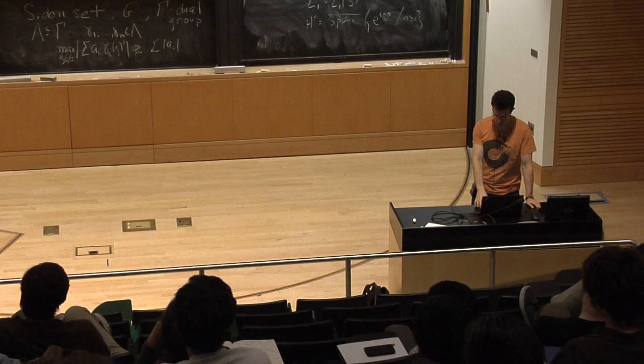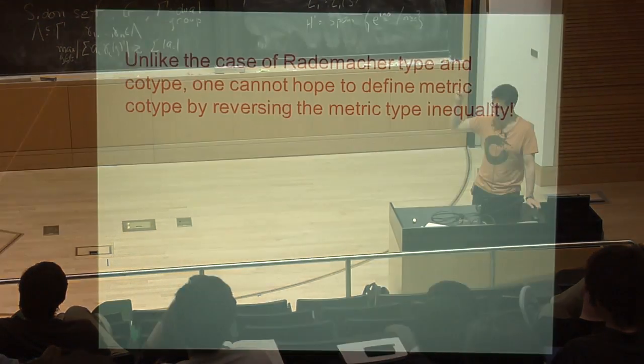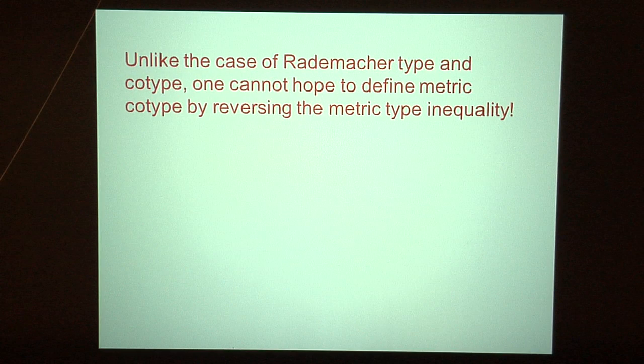And in the linear world, we know that type and cotype are just reversals of the same inequality. But now we have an issue. It's been open for many years how to define cotype for a metric space.